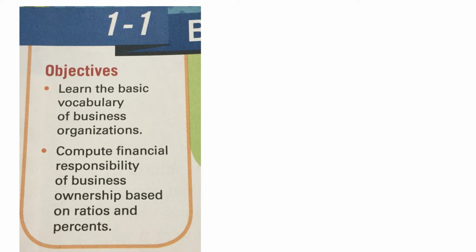Okay, so here, chapter 1, section 1, our objectives are to learn the basic vocabulary of business organizations, and we're going to compute financial responsibility of business ownership based on ratios and percents. So we've got the key word there of ratios. What is a ratio? It's a fraction, okay? Don't make it any more complicated than that. We're going to be using fractions to find out how much ownership people have in a company.